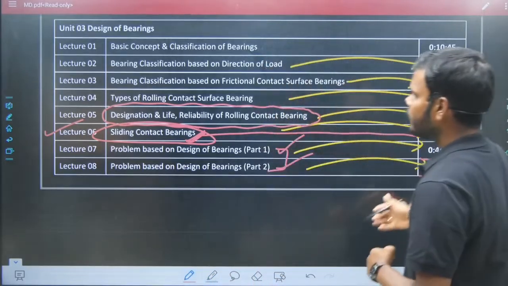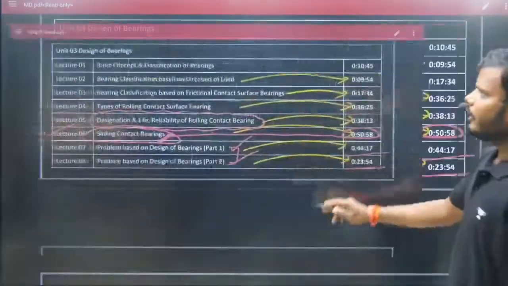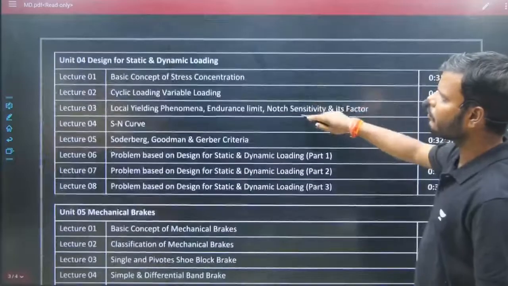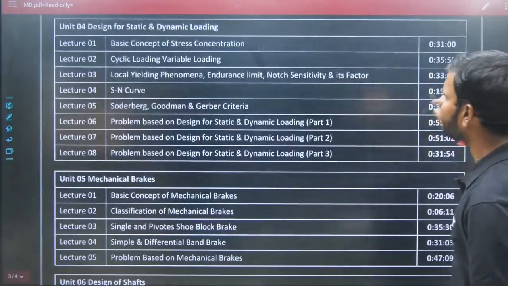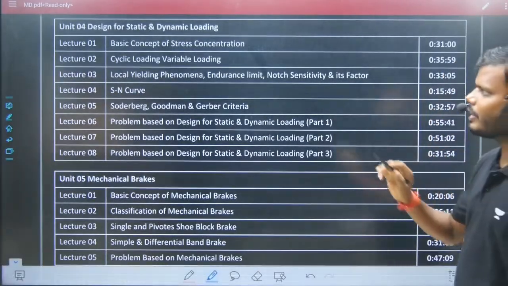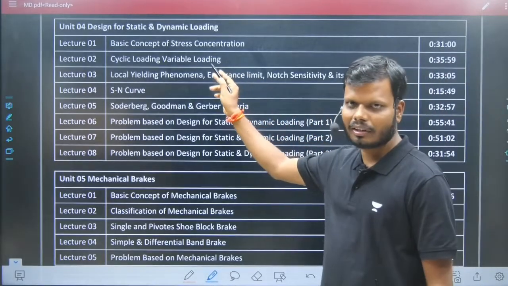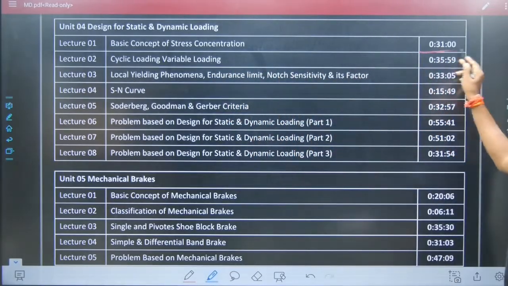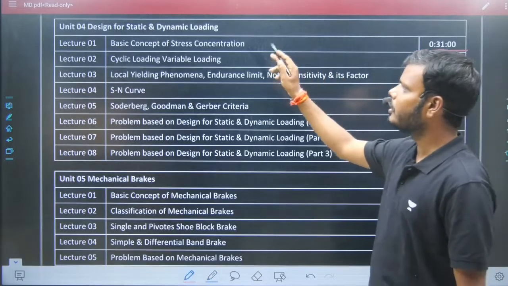Most of these questions are numerical, like NAT type, MSQ, MCQ. Okay, fine. Next, lecture number 4. In lecture number 4, design for static and dynamic loading will be covered. So lecture 1, basic concept of stress concentration, will be covered in 31 minutes.